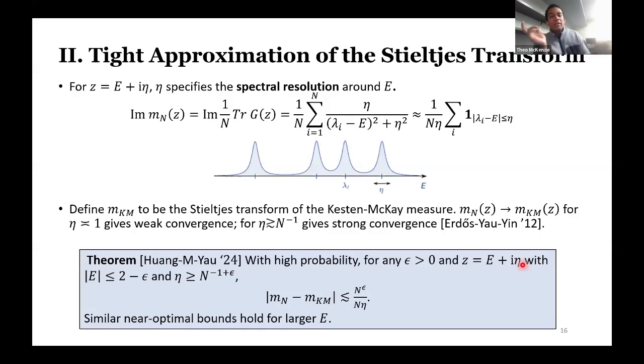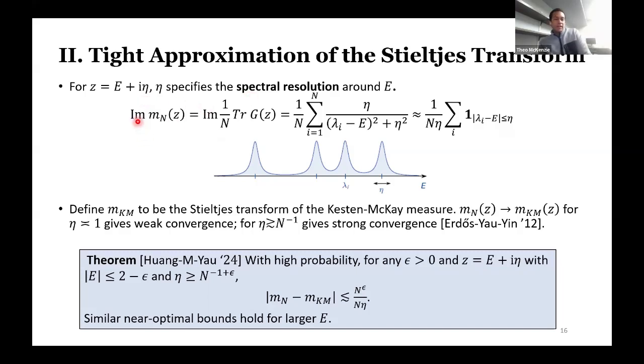Okay, so how should we think about this Stieltjes transform? What information about the spectrum does it give me? Well, the thing to think about is that the imaginary part of the Stieltjes transform is going to roughly give me how many eigenvalues are at distance at most eta from E. Here z is equal to E plus i eta.